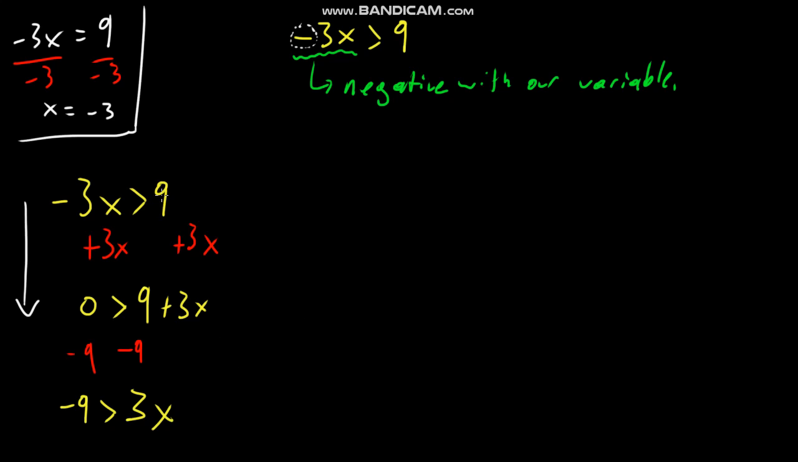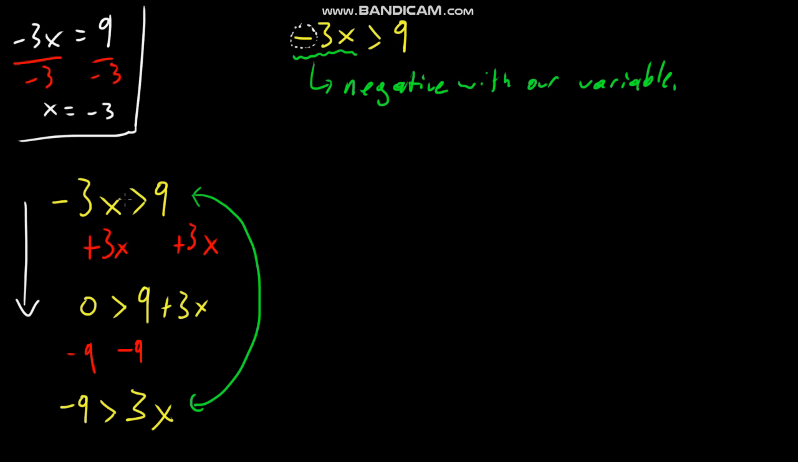So let's take a look at where we are. We started with negative 3x is greater than 9. Added 3x to both sides, and then we have something like negative 9. Then we subtracted 9 from both sides, and then we have negative 9 is greater than 3x. I want you to take a look at this because it's important to recognize that these two statements are actually identical. There's nothing changed from these other than flipping one from one side and one to the other side.